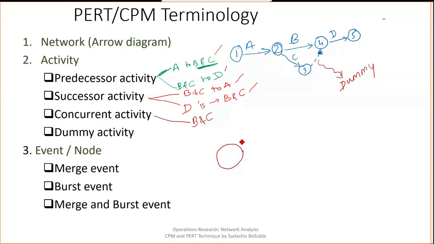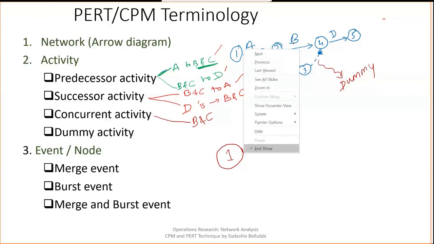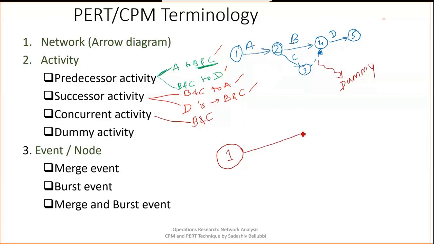This circle you need to draw. This circle is nothing but the event, so that number has to be written inside that circle. Next, while drawing the network, it should be started from this circle only. It has to touch. Next, you are supposed to show the arrow mark.